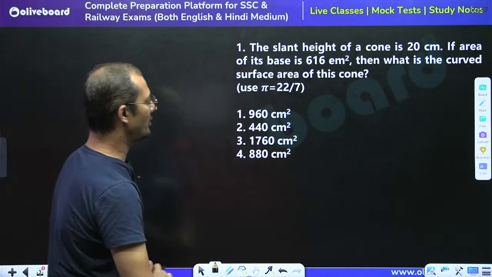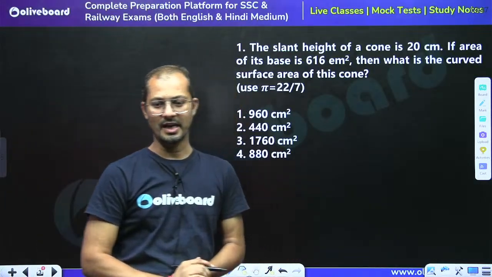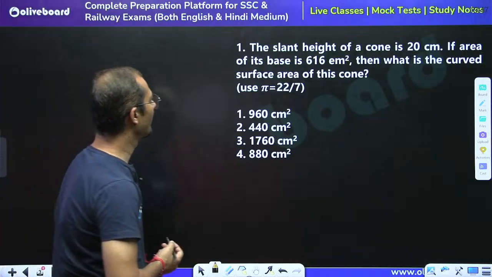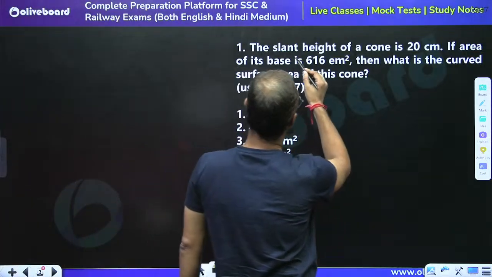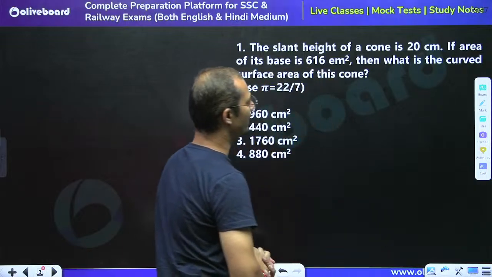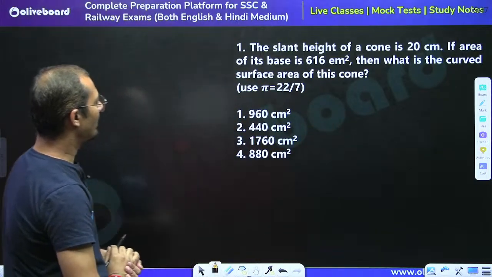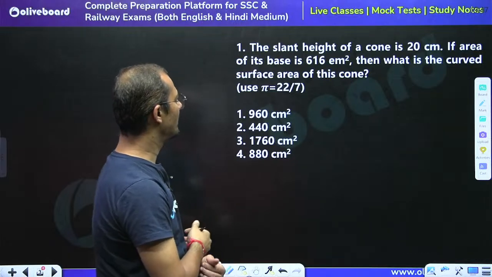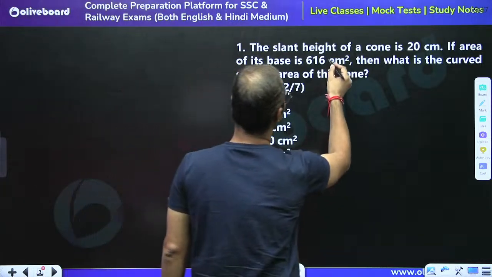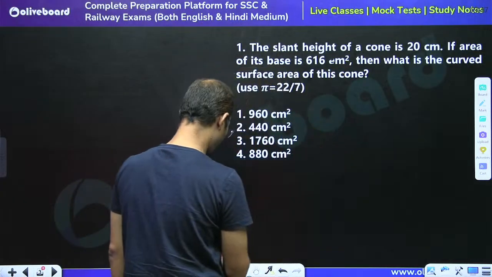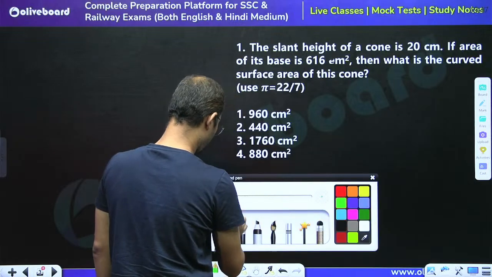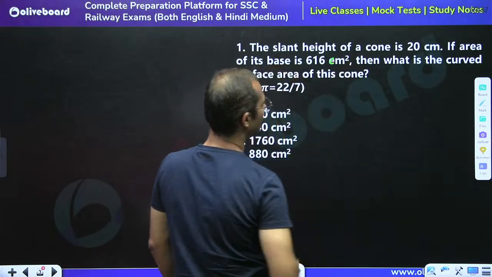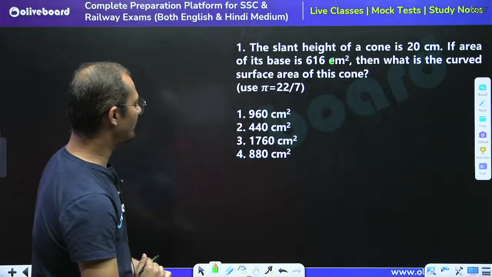First question is on your screen. Please tell me what is the answer of this question. See, the question is saying the slant height of a cone is 20 centimeter, if the area of its base is 616 centimeter square. Then what is the curved surface area of the cone?